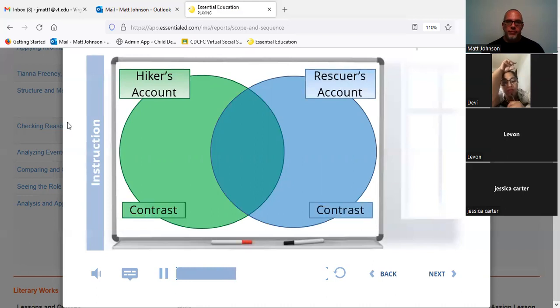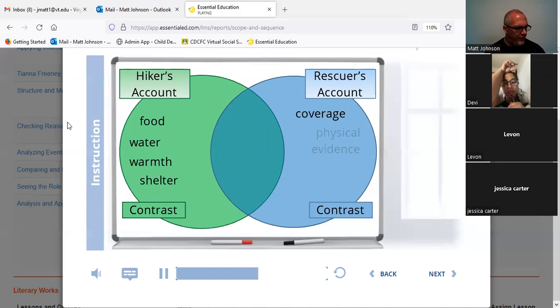I start with the points of contrast. On each side, I list topics that appear in that account only. That's the contrast. The hiker was concerned with survival, so her topics include finding food, water, warmth, and shelter. The rescuer, however, doesn't have to worry about surviving in the woods, so the topics addressed by his account were very different. The rescuer's topics were about the search for the hiker: covering ground, physical evidence, sightings, teamwork. These topics are points of contrast, what the two sides do not have in common.